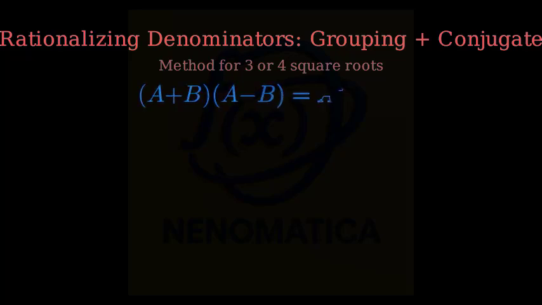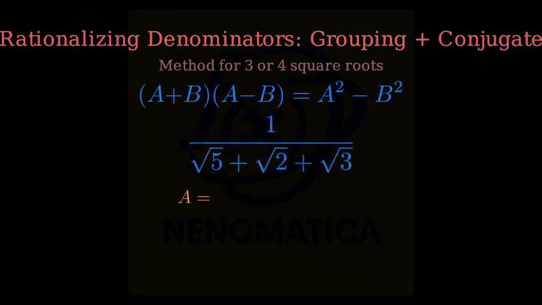Key idea: treat the denominator as 2 groups, call them A and B. Then multiply by the conjugate, A minus B. This turns the denominator into A squared minus B squared. The goal is to collapse to a single radical or even a rational number.